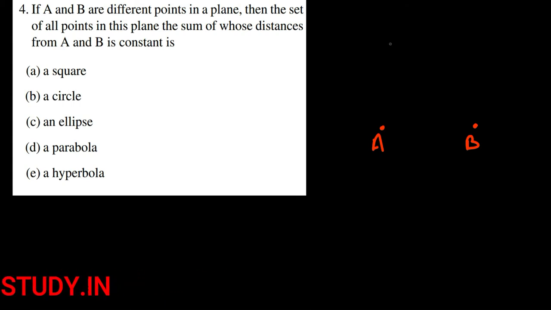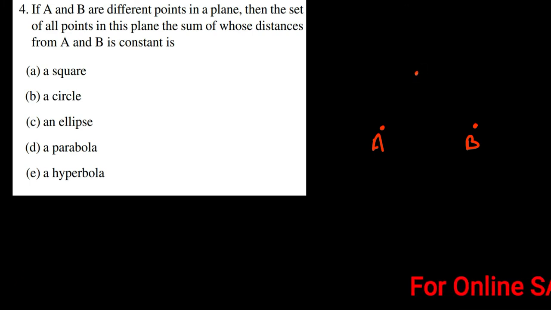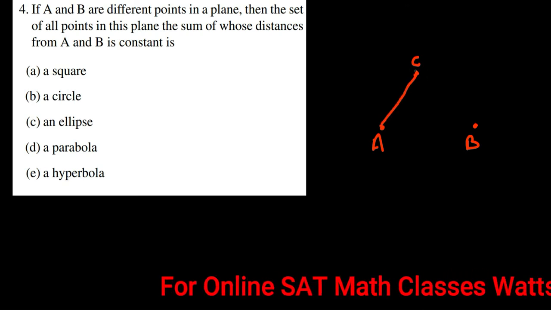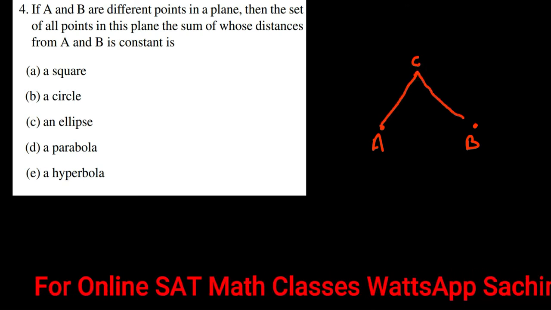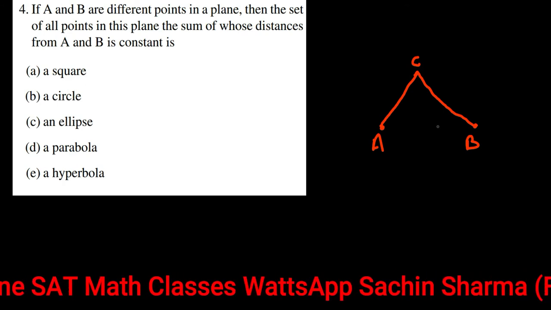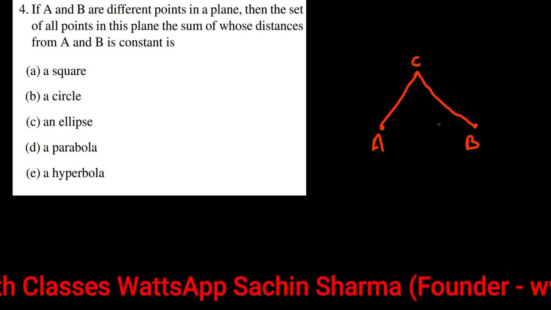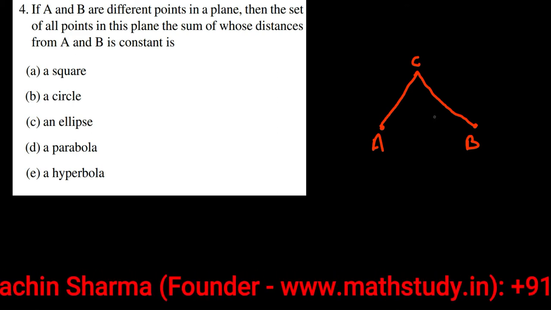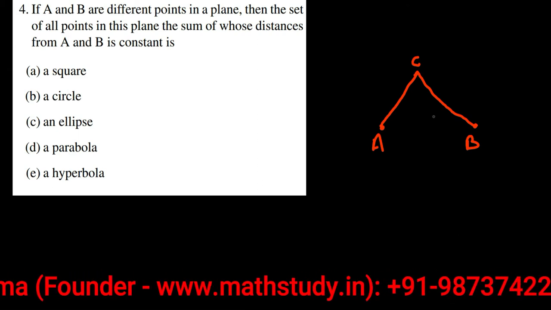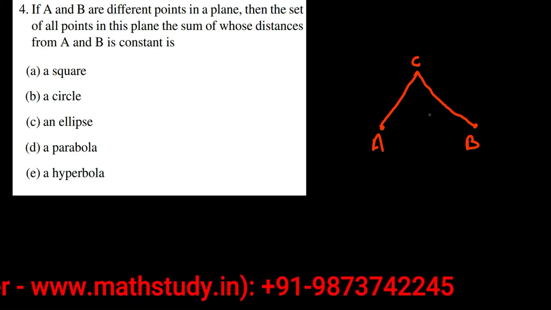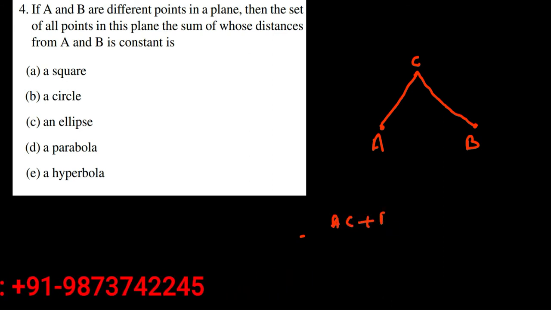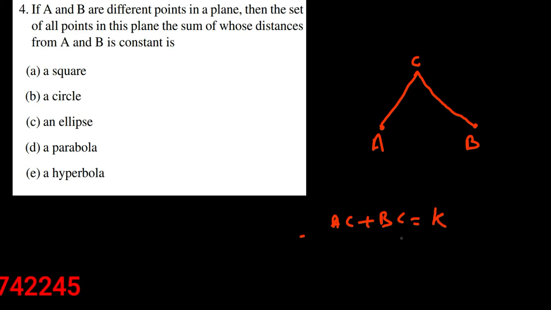right? So here what it is saying, basically, let us assume one point here, let us say this is C. So it is saying that the sum of these two distances, that is AC plus BC, where A and B are different points in a plane, the set of all points in this plane, the sum of whose distances from A and B, that is AC plus BC, is equal to some constant, let us say K, right?